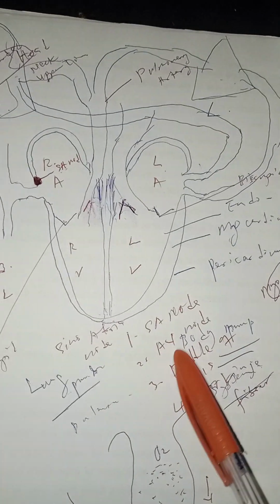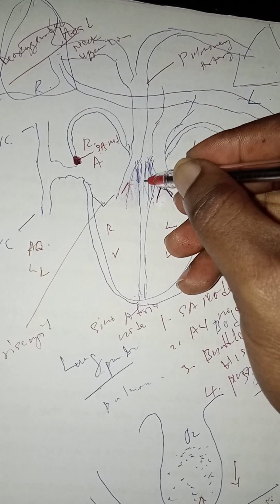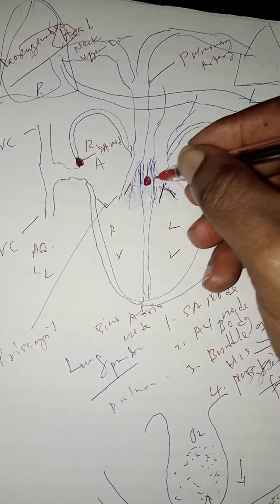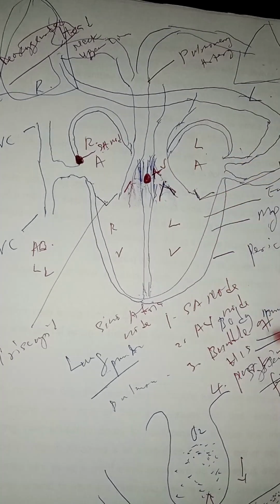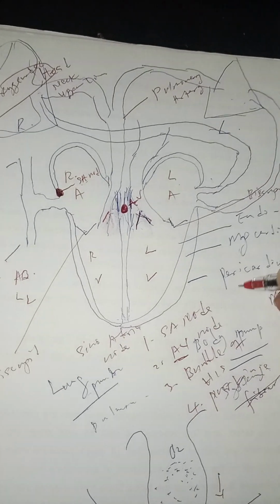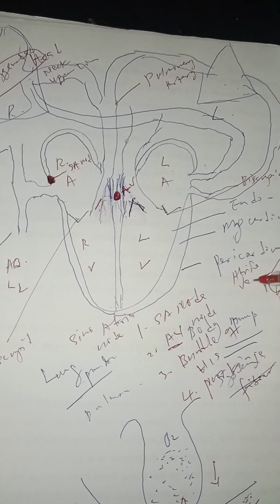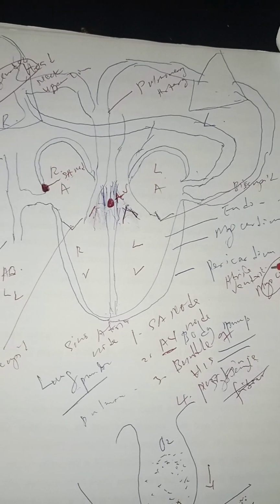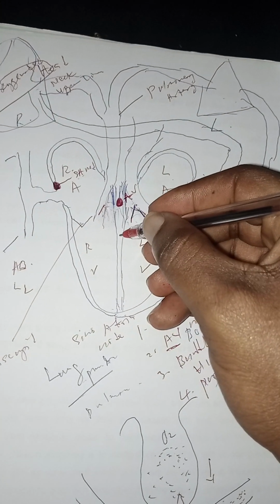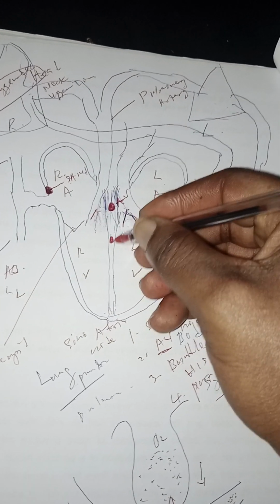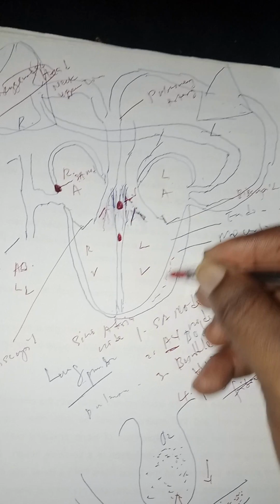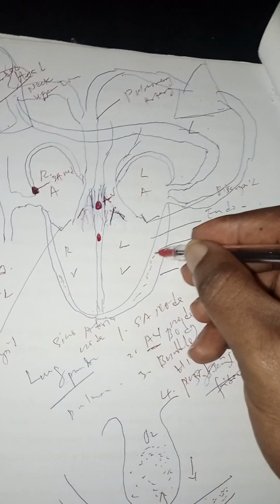Then where do we have the AV node? The AV node is found here at this valvular region. What is AV? AV is known as atrioventricular. Atrioventricular node. Then we have the bundle of His here, in this septum. Then the Purkinje fibers are found in these ventricular walls.